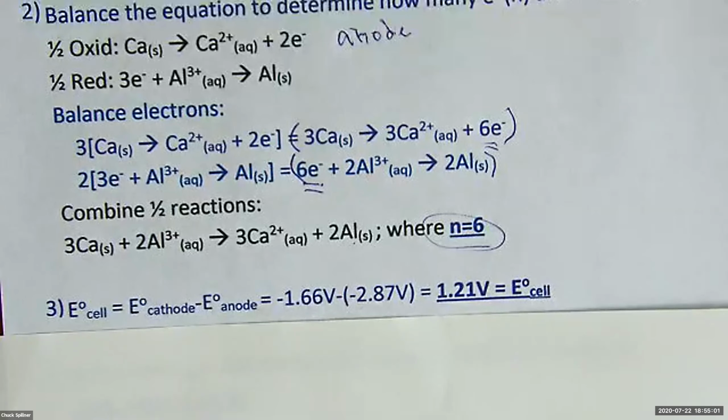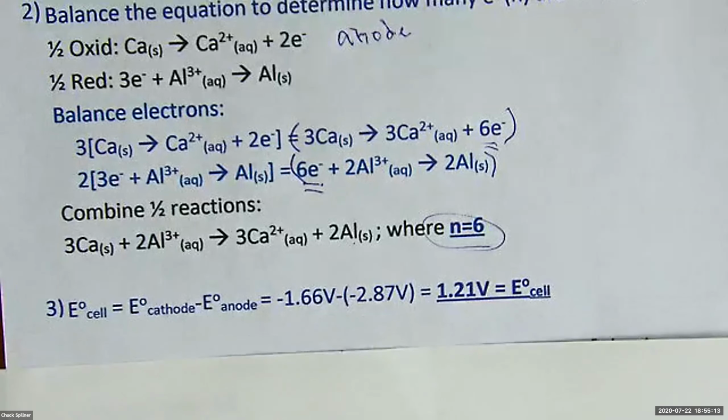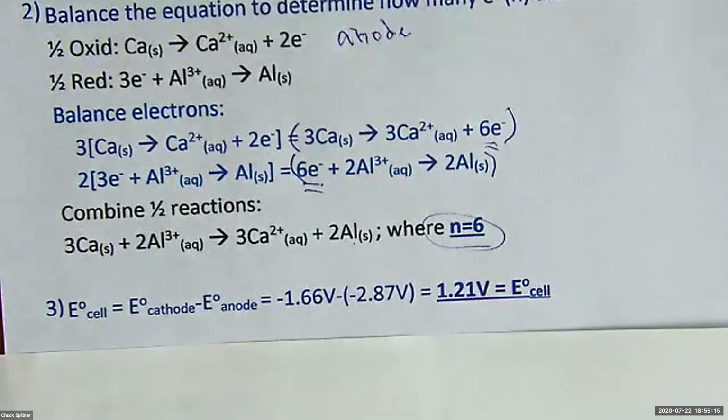It's 1.21 volts. You know, a common alkaline battery that you can buy at the grocery store, that you put in your flashlight, is 1.5 volts. Just an aside. So anyway, if we made a battery out of calcium and aluminum, it would be 1.21 volts.